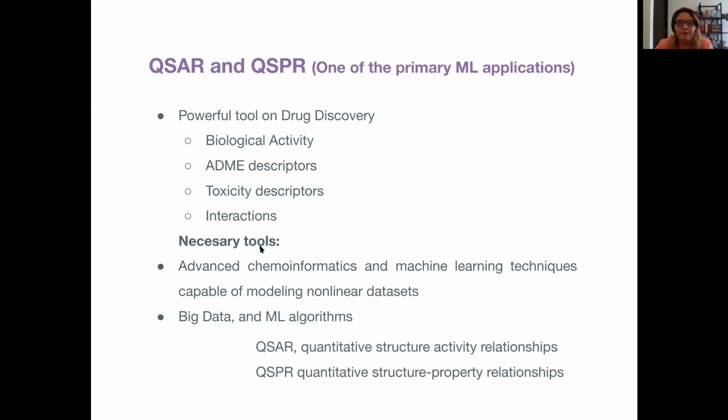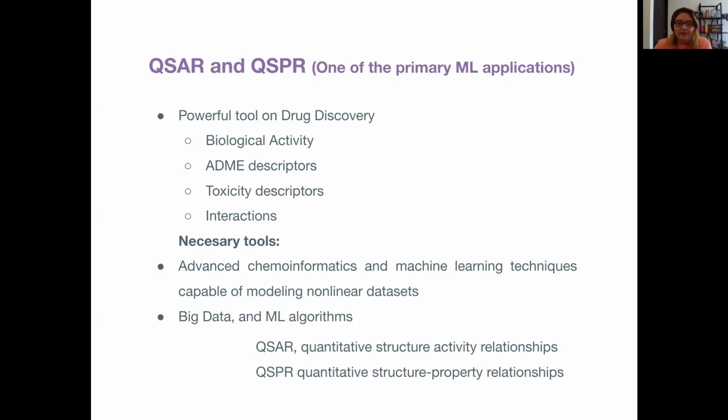And the necessary tools to implement these models are, of course, advanced chemoinformatic and machine learning techniques that are capable of modeling non-linear data sets. If we had linear data, life could be easier, but probably our job wouldn't be necessary either. A concept we should not forget for machine learning is big data, that is a way to deal with very big data sets. And this is the most common way to implement machine learning in drug design, but it's not the only one.